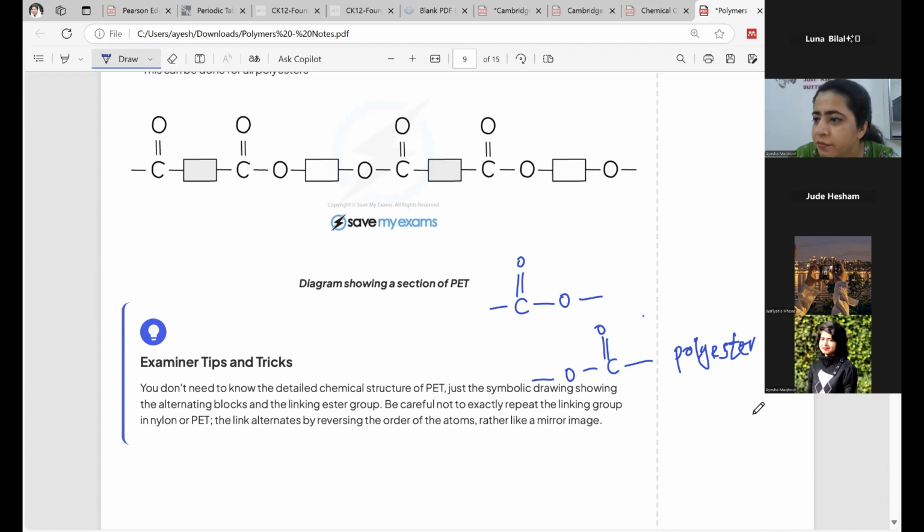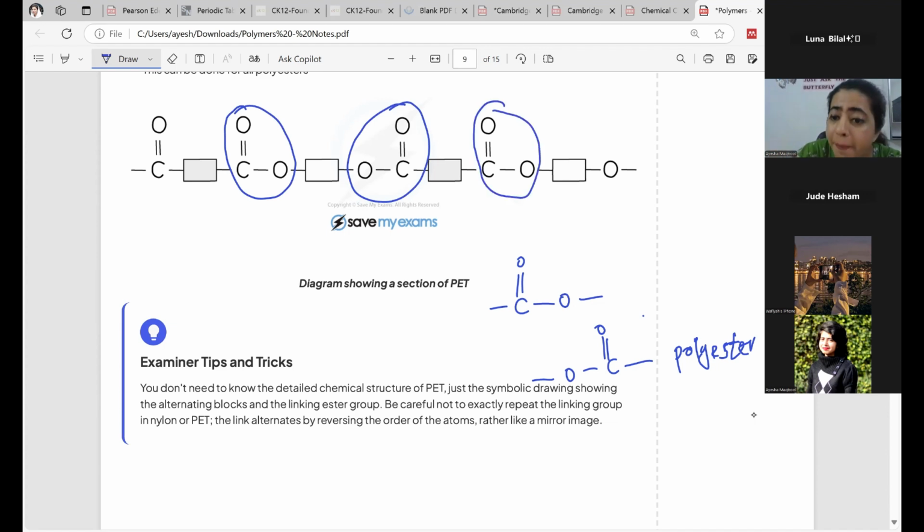Yes, Luna? Miss, 5, 6, because some are not completed. The ones which are completed you will count, but not the incomplete ones. Only count those which are complete. So 3. Yes, 3. You can see one ester group over here, another ester group over here, and a third one over here. Because on the sides, if they are not complete, don't count them as an ester group. They have to join again with something else, but it's not an ester group at that time.